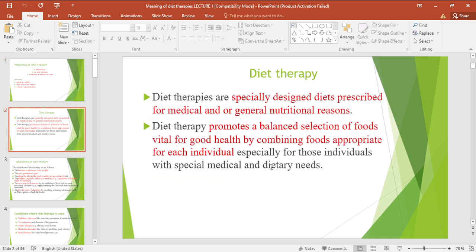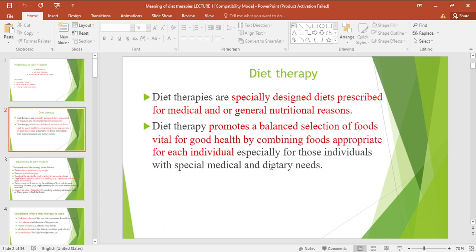So, generally, diet therapies are specifically designed diets that are prescribed for medical and/or general nutritional reasons. So when we talk about diet therapies, we mean a type of diet that is specifically prescribed for a patient depending on the condition that they are suffering from. For example, a diabetic may be recommended a certain type of diet that is specific to the sickness that will help that patient to cope with the disease and possibly reduce the symptoms and with time bring healing to that individual.